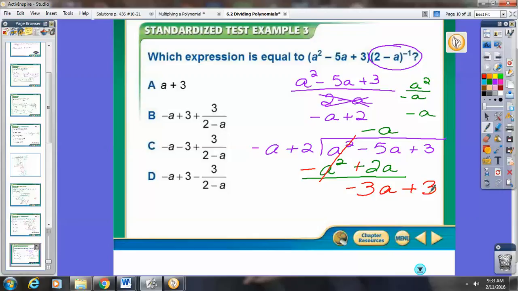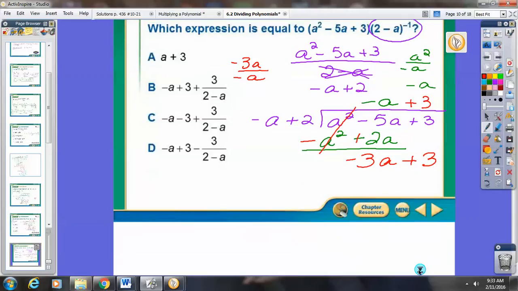So how many times does negative a go into negative 3a? We have negative 3a divided by negative a. Just 3. Positive 3, so we'll put plus 3. So 3 times negative a is negative 3a. 3 times 2 is 6. So now change your signs. Once again, we want those first terms to cancel out. 3 plus negative 6 is negative 3.